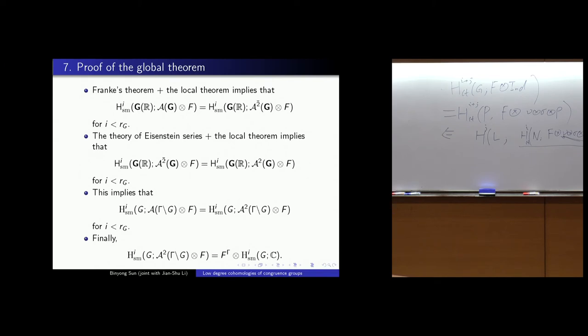And finally, at low degree, we only need to consider finite dimensional representations appearing here. This is obvious. Then it's easy to see this equals this space, just the common vector, the smooth cohomology of the trivial representation. This is the rough idea of the proof.